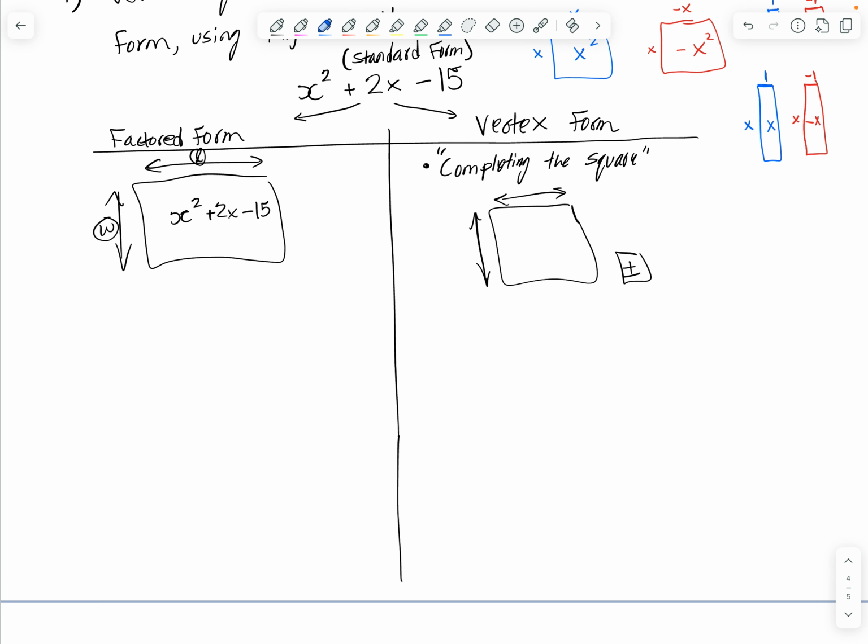The trick for factored form is if you have an x squared, it's positive here, so just put a square at the top left corner and call that x squared, okay? Once you've dealt with the x squared, you're going to move straight to the units. I have negative 15, so I'm going to draw negative 15, and this is what you have to ask yourself: what are my options for the negative 15? How many rectangles can I make that have an area of negative 15?